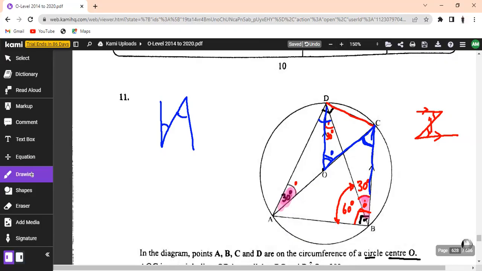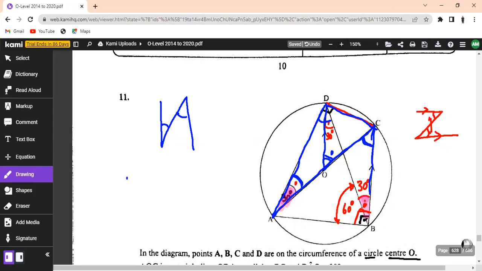Why? Because we know that the angle at the center is twice the angle at the circumference, provided that they are made by the same chord, which is DC. So DC is creating an angle at the center at O, and DC is also creating an angle at the circumference here at A. So these two have a relationship that the one at the center is going to be twice.